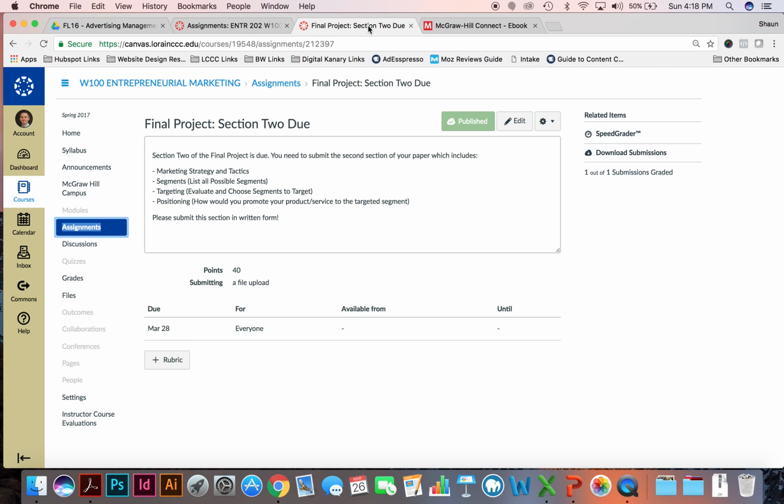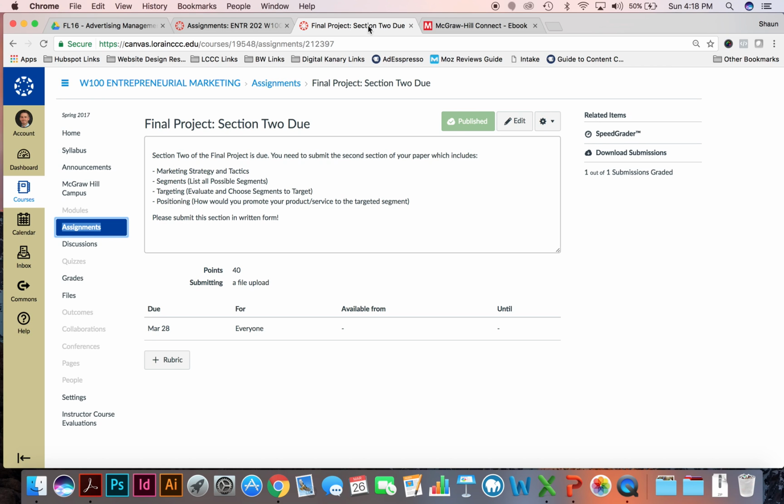In the final project, Section 2, I'd like to see your written paper, the parts that include your marketing strategy and tactics. I'd like you to list all your possible segments, which segments you're going to target, how you evaluated them, the process you used to evaluate them, and then also the positioning. How are you going to promote your product? How are you going to position your product to those targeted segments?